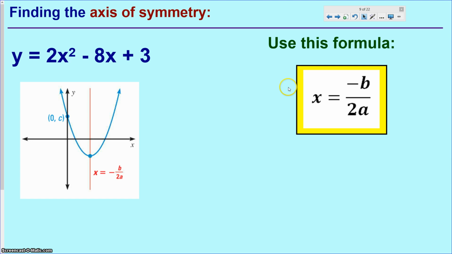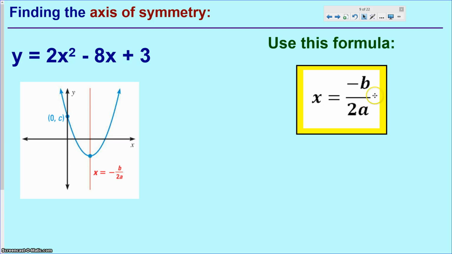And I'm going to show you how to derive this formula perhaps later, but for now, all you need to know is what the formula is. And this will give you your equation for a vertical line just by following the formula. It says x equals the opposite of b divided by 2a. You may want to pause the video again so that you can write this down.